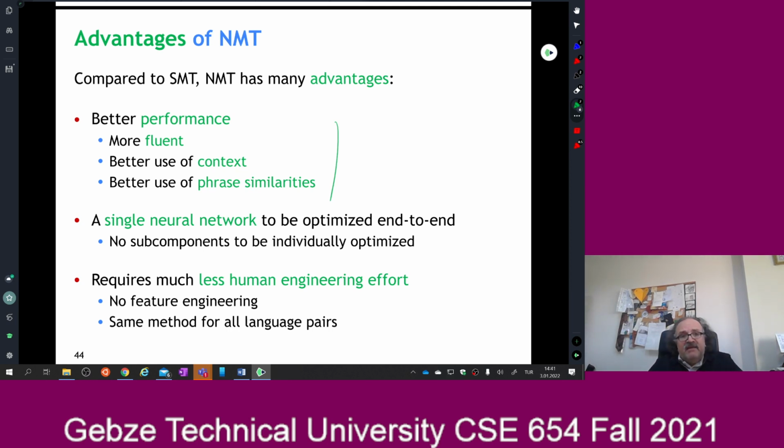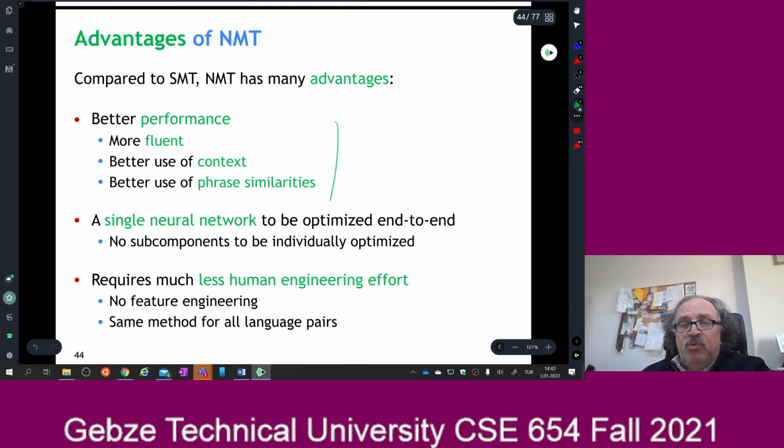We don't do anything. I mean, we don't have any phrase data set. We don't have any calculations for the context. These are all done implicitly by our network. So we have a single neural network to be optimized end to end. You don't have to know about the grammar rules. You don't have to know about the phrase rules of the language.